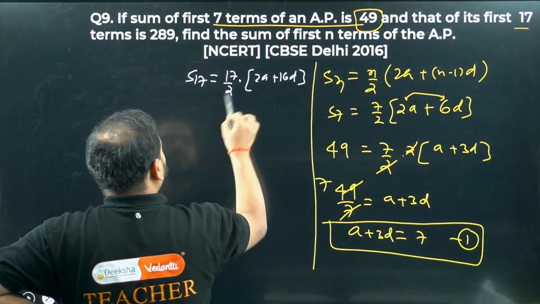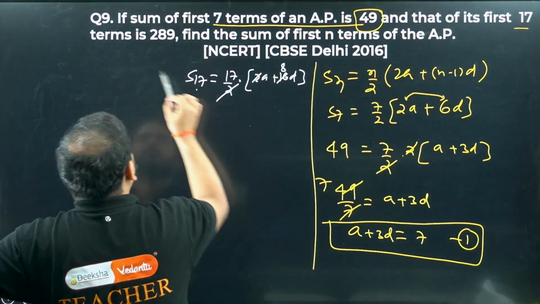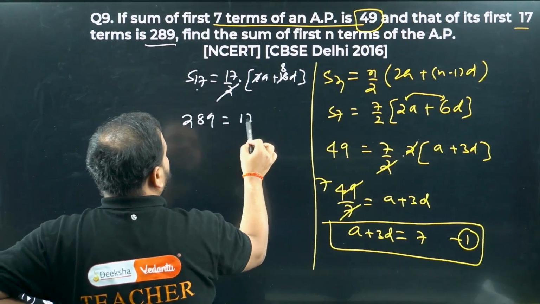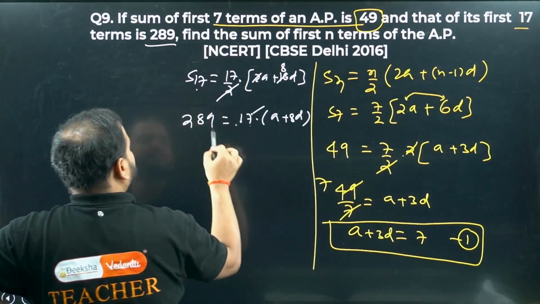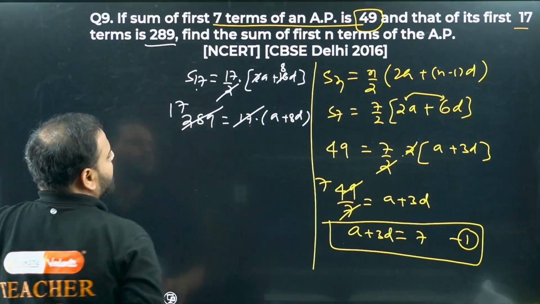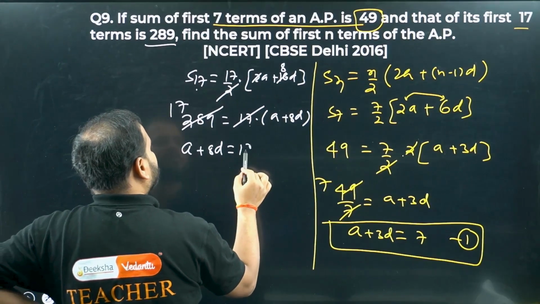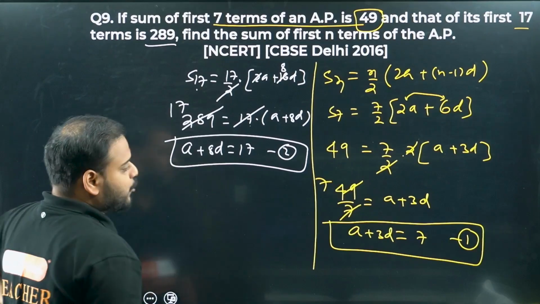I can cancel now 2 with this 2 and this with 8. What am I getting now? S17 is how much? 289. So right here, 289 equals to 17 times of what? A plus 8d. Cancel the 17 with 289. So what I'm getting? A plus 8d equals to 17. Equation number 2.